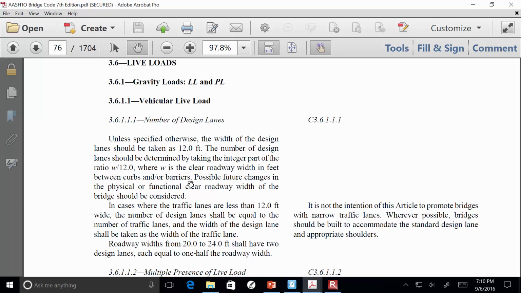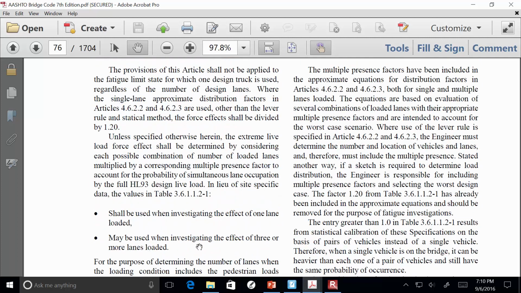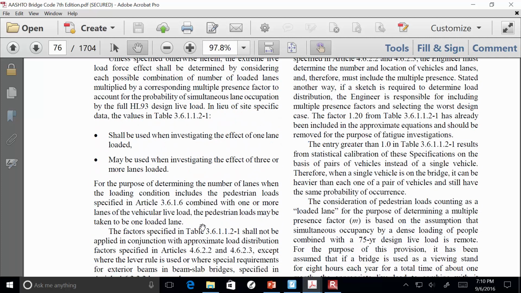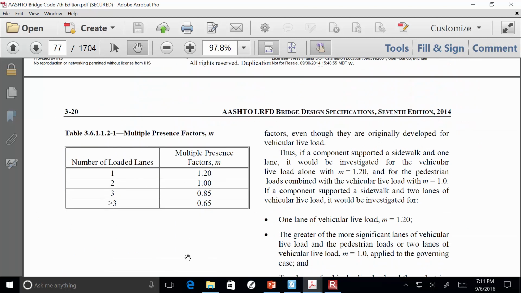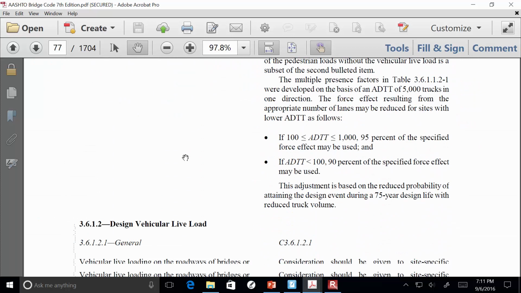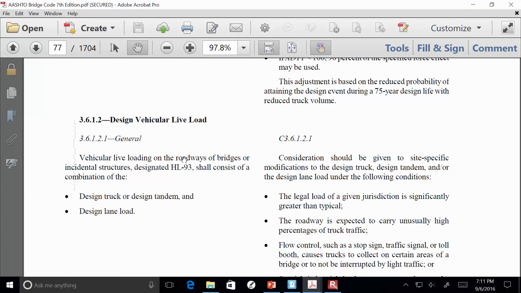We'll talk later also about multi-presence factors. The idea about multiple presence factors is they're trying to account for the probability that you have coincident trucks on the bridge at the same time. A lot of the distribution factors that we'll use later have multi-presence factors built into them, but some of them we actually have to go out of our way and incorporate. There's a table right here that describes it, but we'll talk about that later. Now, this we have talked about. The actual vehicular live load consists of either the truck in the lane or the tandem in the lane, and that's what we've got in those two bullet points.